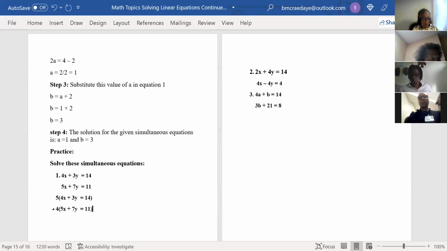Maureen, you okay? You will multiply 5 times this whole equation. So what does that give you, Maureen? What's 5 times 4x? 20x. That's it, 20x. What's 5 times 3y? 15y. That's it, 15y. And what's 5 times 14? 70. Okay, Maureen, you got it.